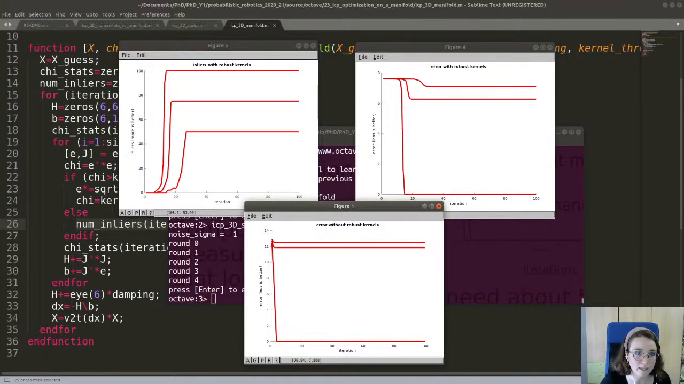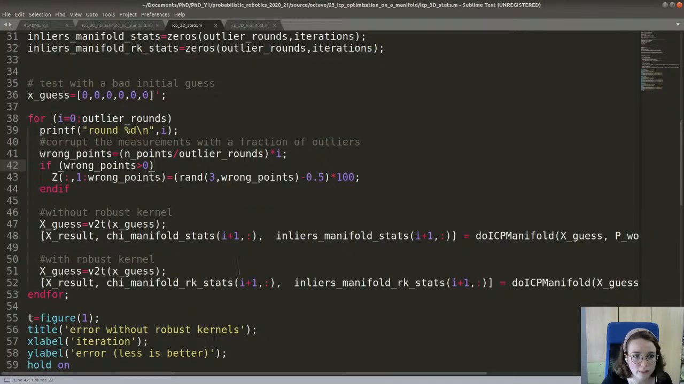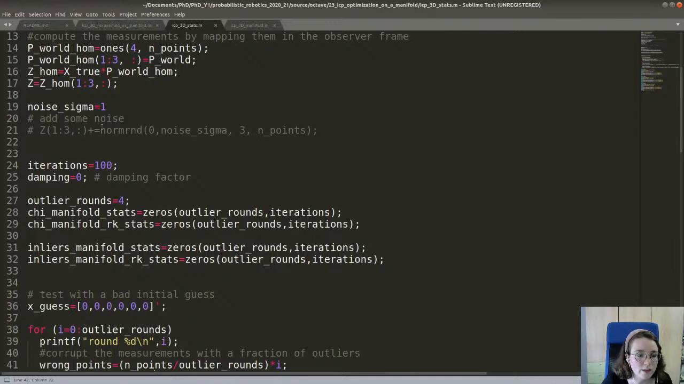So getting back to the slide, notice that you can and should change the value of noise sigma and comment this line to see what happens.